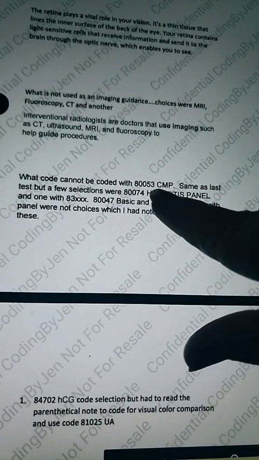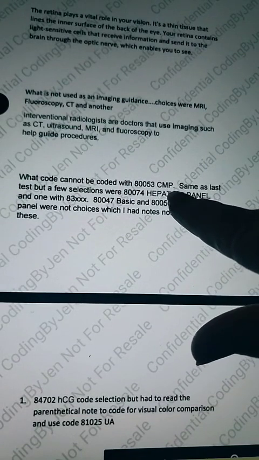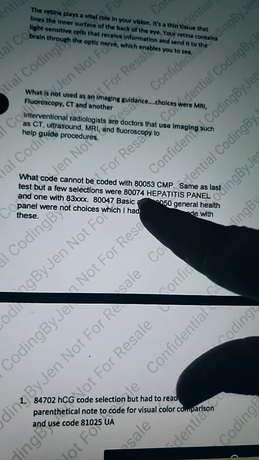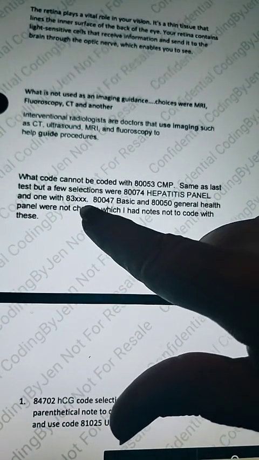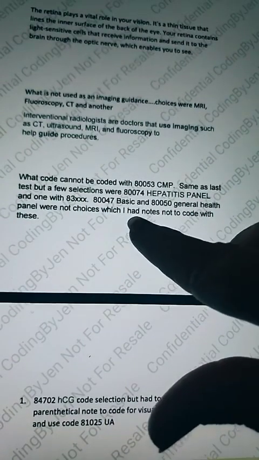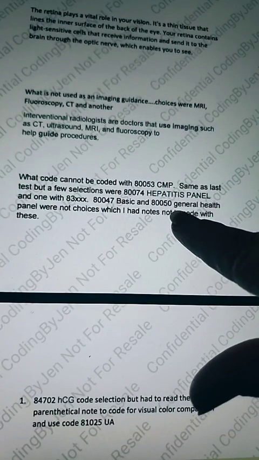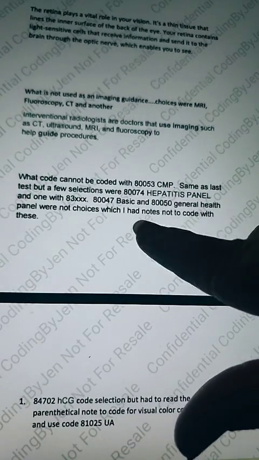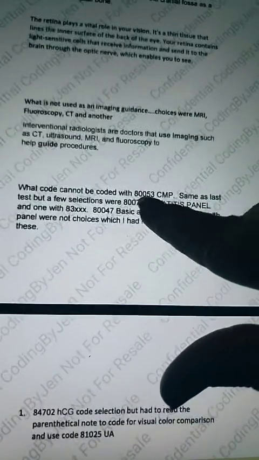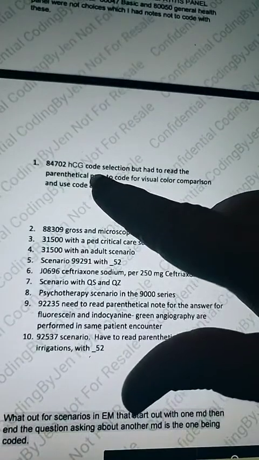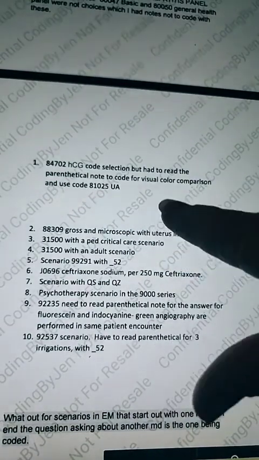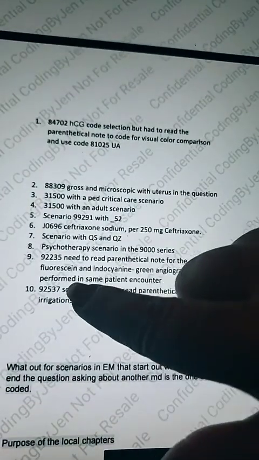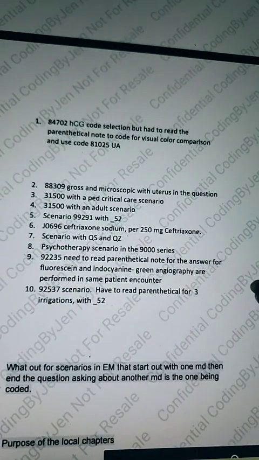Another question about what cannot be coded with the CMP blood panel. They had hepatic as one of the options. They did not understand some of the other ones. They knew it wasn't a basic metabolic panel or a general health physical panel, but it was hepatic and then some other things. So be sure you understand what cannot be coded with 80053. We've got the human growth hormone for pregnancy. They had to do it out of a urine or blood test, so there are some differences. Here's another list of some things that I still need to go find some more information on.